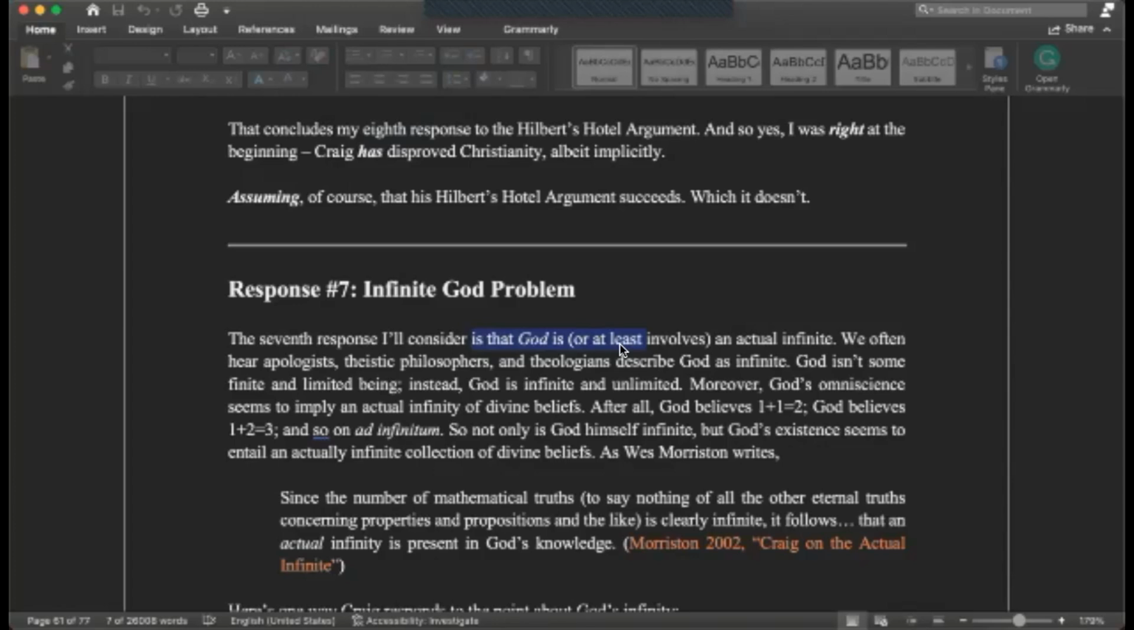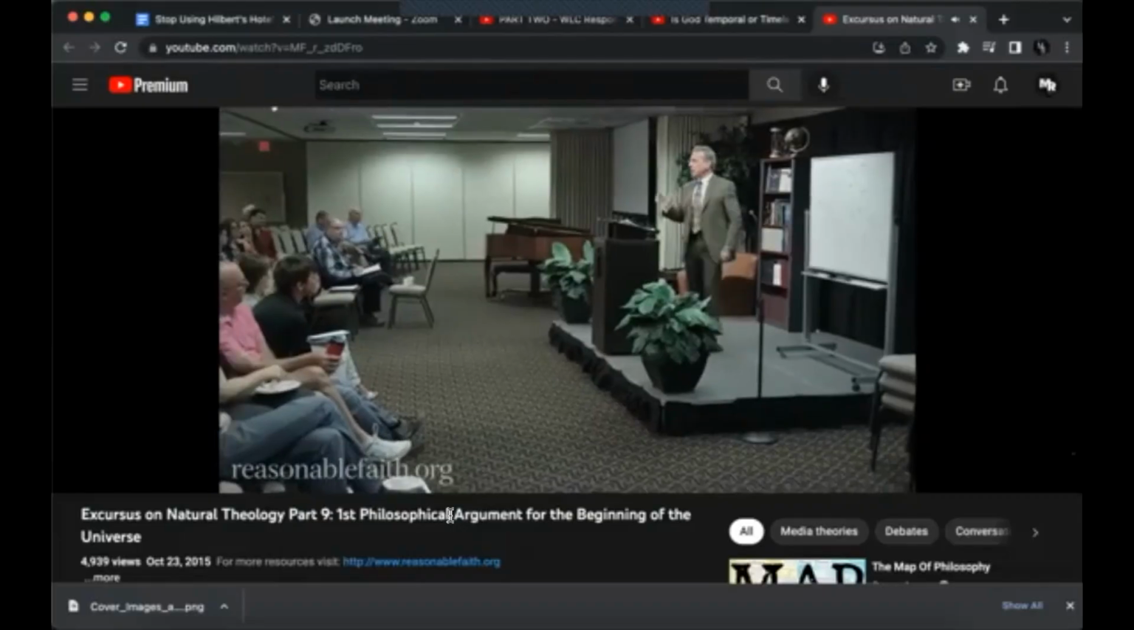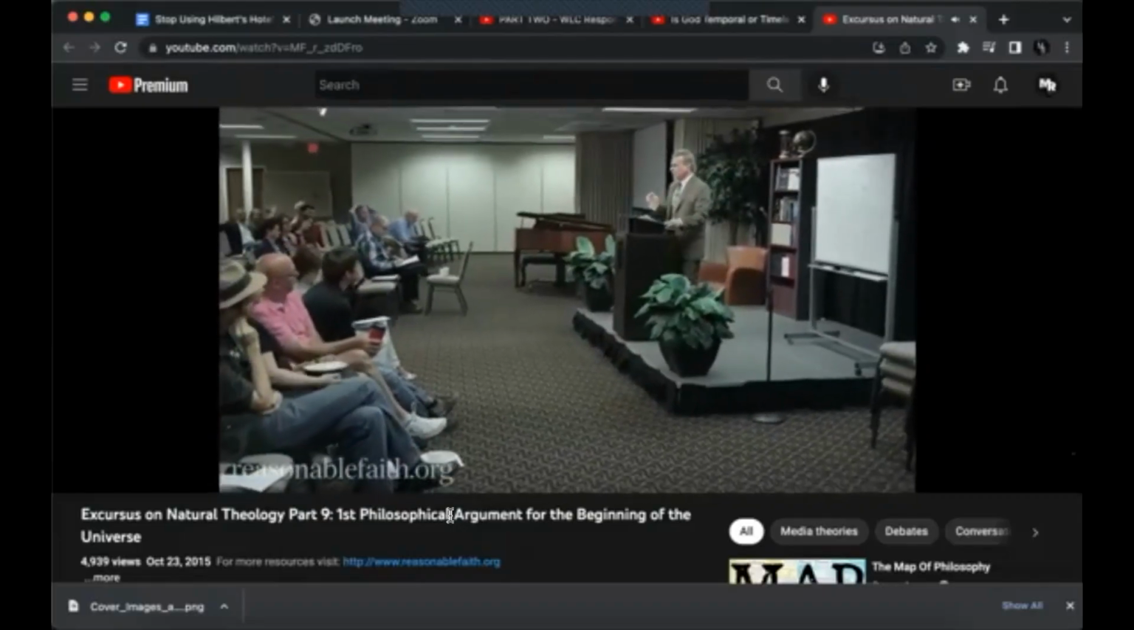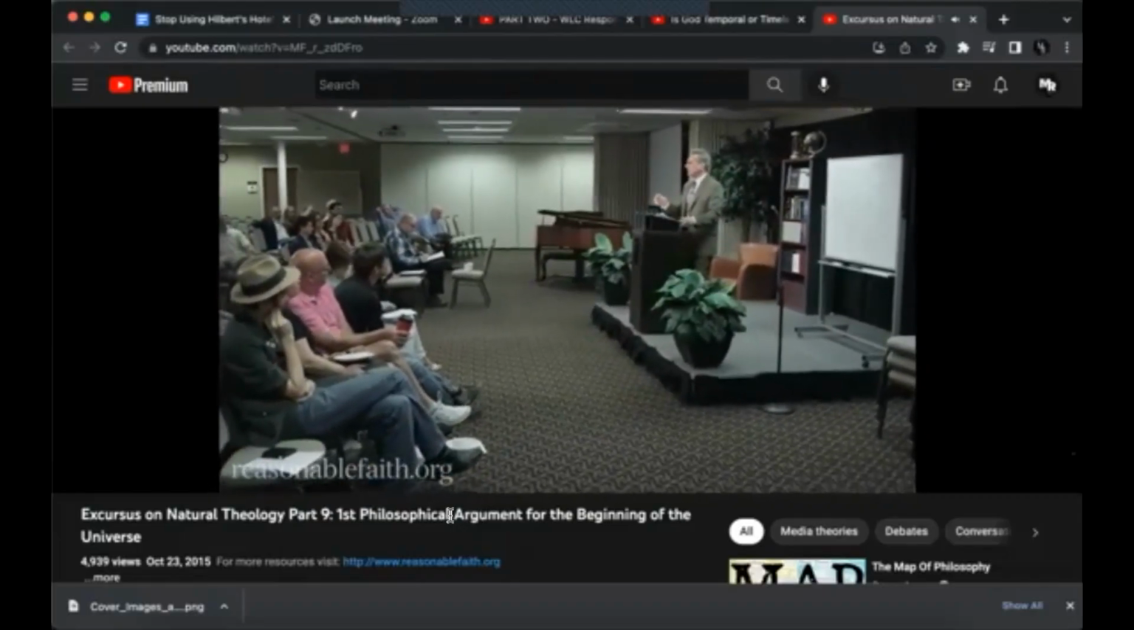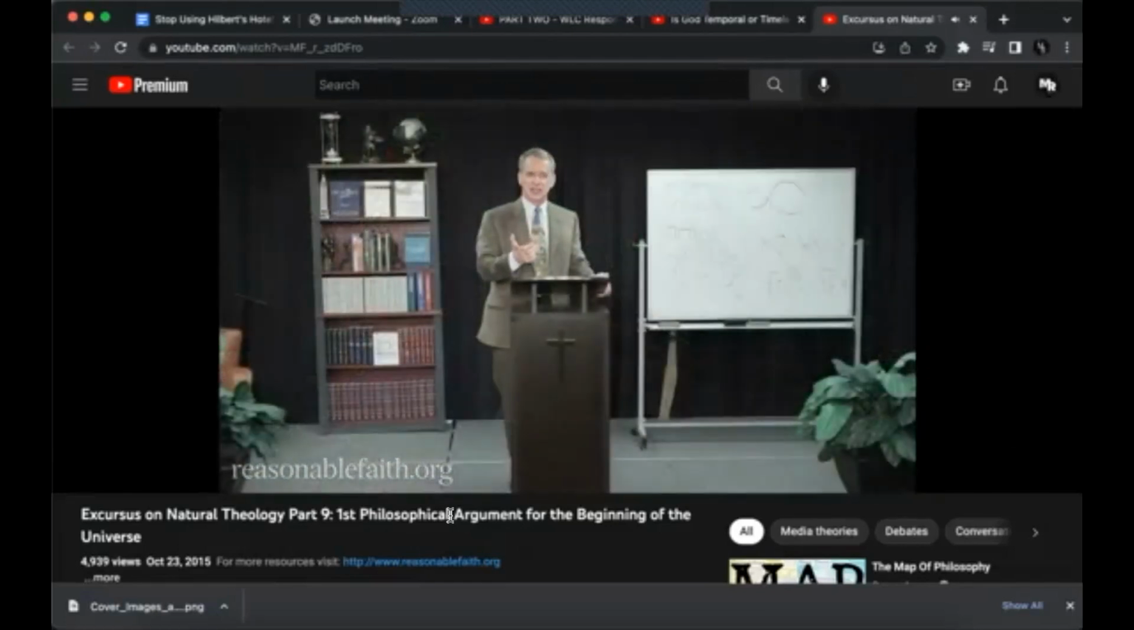As Wes Morriston writes, since the number of mathematical truths, to say nothing of all the other eternal truths concerning properties and propositions and the like, is clearly infinite, it follows that an actual infinity is present in God's knowledge. So here's one way that Craig responds to the point about God's infinity. Now, with respect to God, people will often ask this question, but isn't God infinite? And here I think it's very important to understand that the infinity of God is not a quantitative concept. God is not a mathematical quantity.